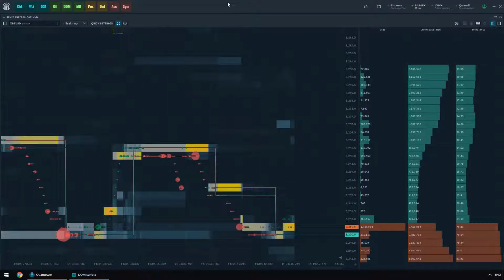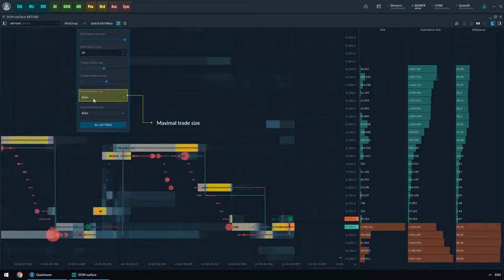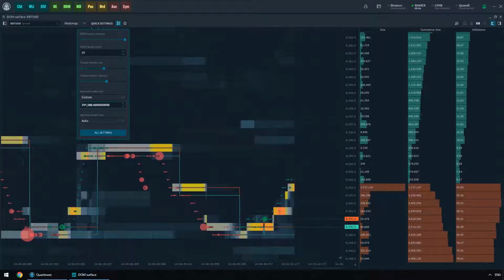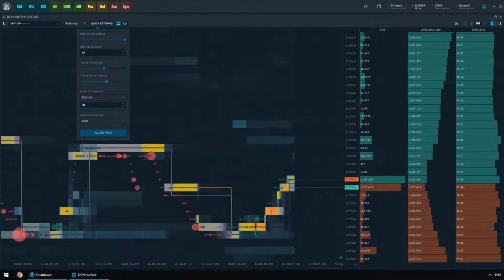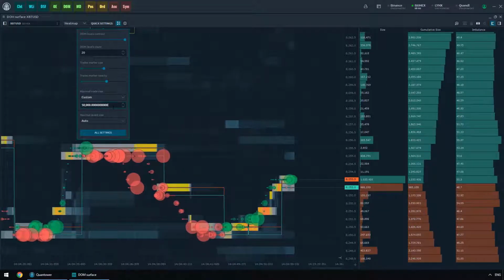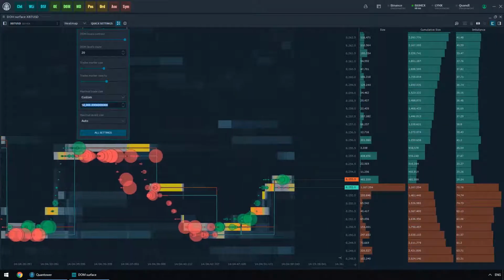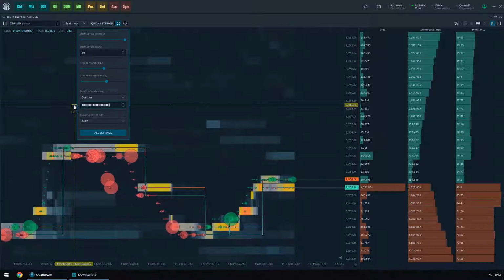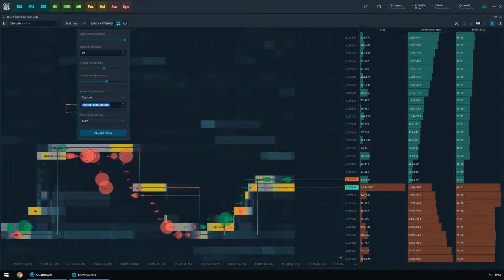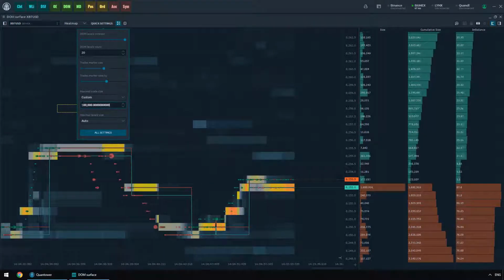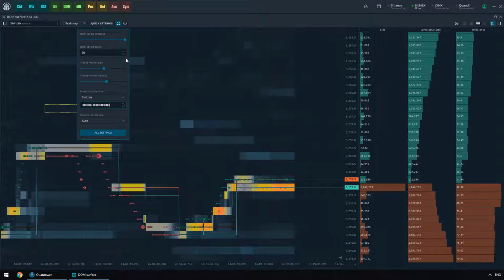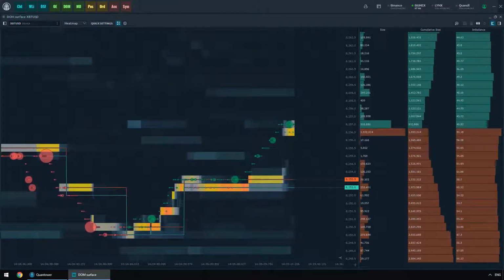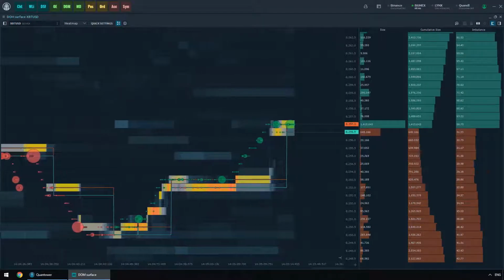The maximal trade size is a very useful setting that determines how the size of the trade will be taken into account. There are two states available, auto and custom. In the auto state, the maximum circle is determined based on the maximum volume of the trade that is currently visible on the chart. In the custom state, the user can independently determine the volume of the trade that he considers important. This volume will indicate the maximum circle size. All other circles will be calculated in proportion to the set value.